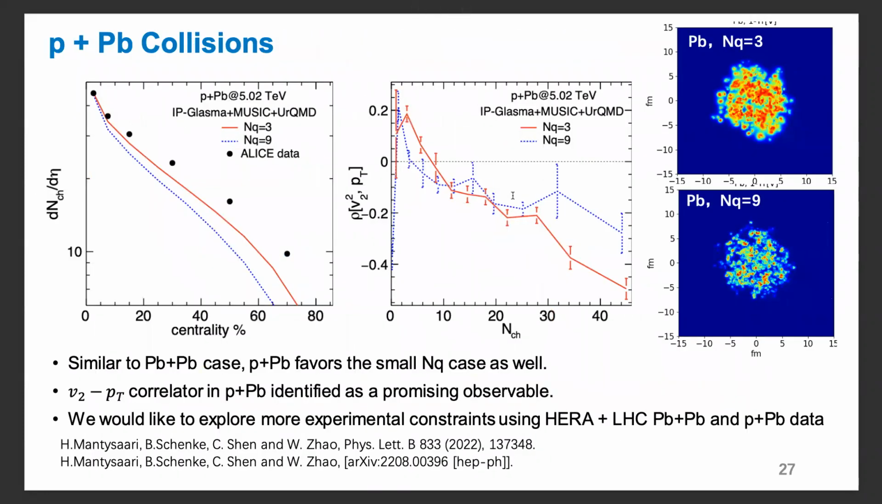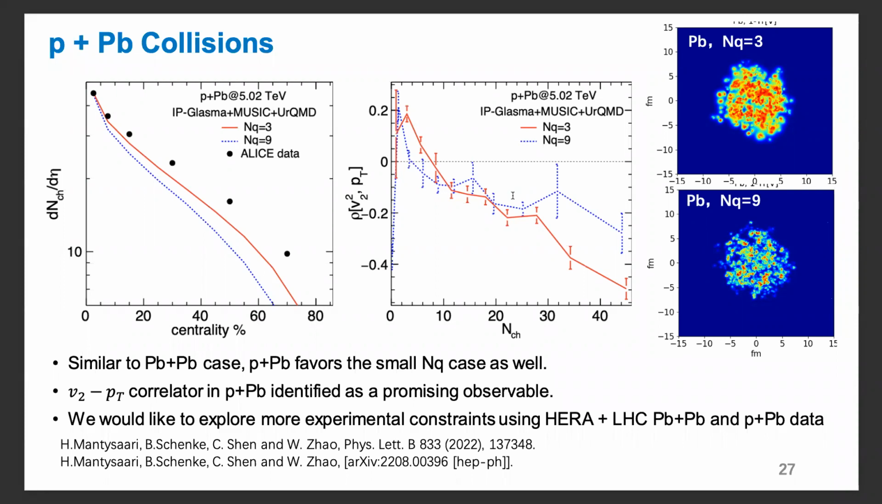Okay, then this is the pillar hydro result, also with the map parameters of Q3 and Q9. This is the centrality dependence of charge multiplicity in pillar ALICE, and we see that there is a clear difference in the charge multiplicity with these two map parameters.